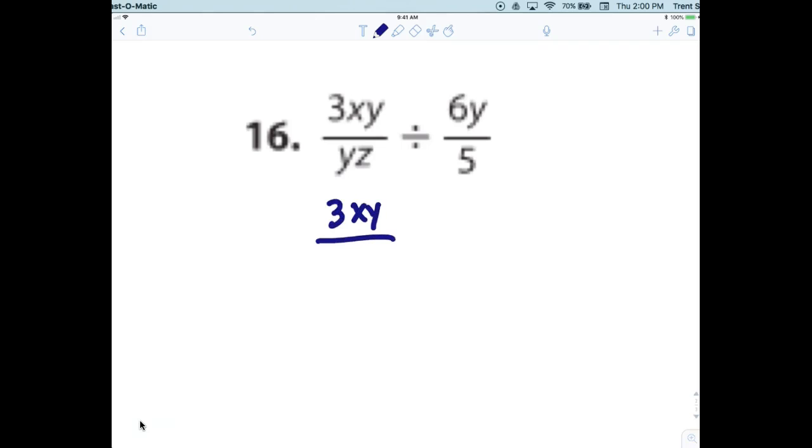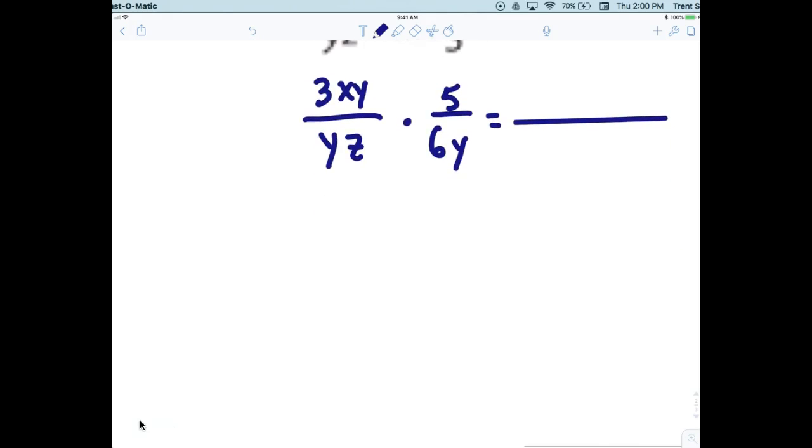3x. Beautiful. Can I reduce any of the numbers? Yes. The 3 and the 6. The 3 becomes a 1, and the 6 becomes a 2. So now, what's left for the numbers? Good job. Oh, very good. Only one cross out at a time. You with me? So what is left on the top?